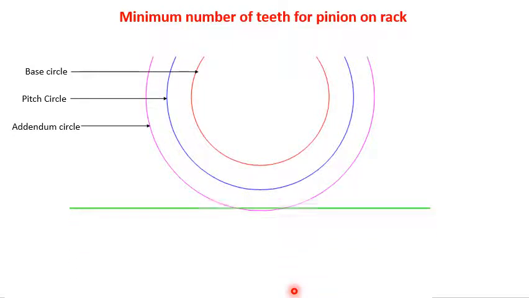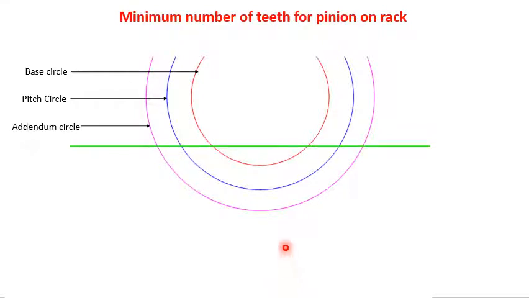Then we have a rack. A rack is a gear of infinite radius, which has teeth cut on a straight line path. This line represents the addendum line for the rack, and this is the pitch line for the rack. The pitch line of the rack coincides with the pitch circle of the pinion. This intersection point is the pitch point.